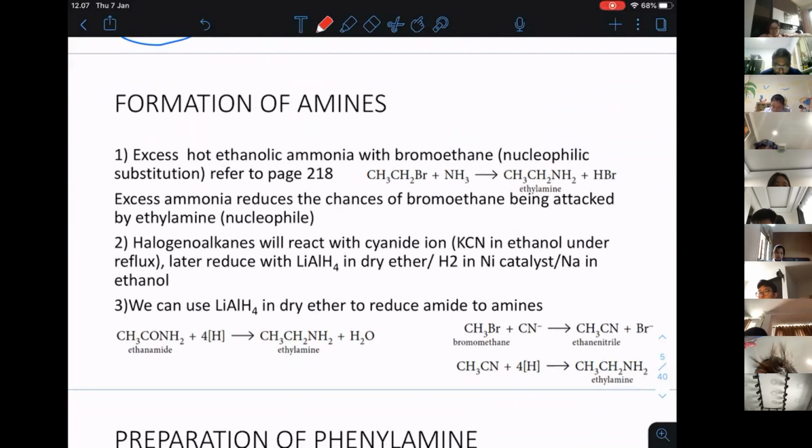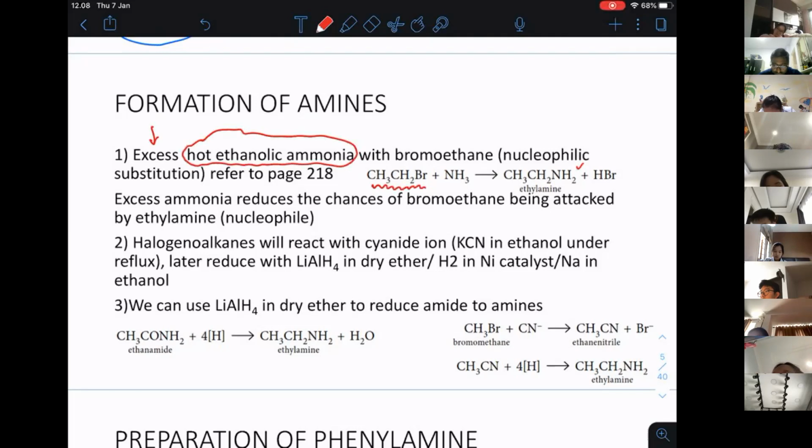We have learned in the past, when you learn halogenated alkanes under nucleophilic substitution, halogenated alkanes will react with hot ethanolic ammonia, and it must be excess, to give you amine. So it can actually give you amine. So why must we use excess?